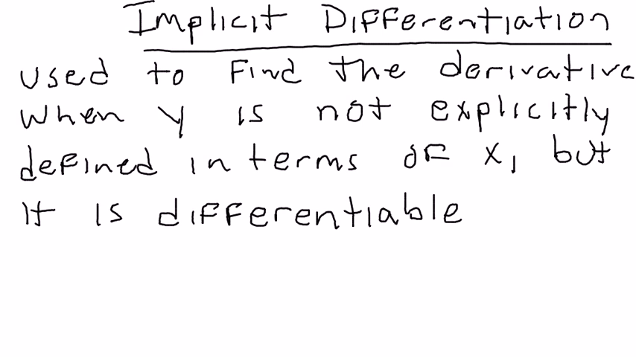So what I'm talking about is something like, okay, well, I want to find the derivative of a circle. What this technique involves is that every time you take the derivative of something containing y, you multiply by y prime, or you multiply by dy/dx. So let's take a look at some examples. Let's take that circle example first.